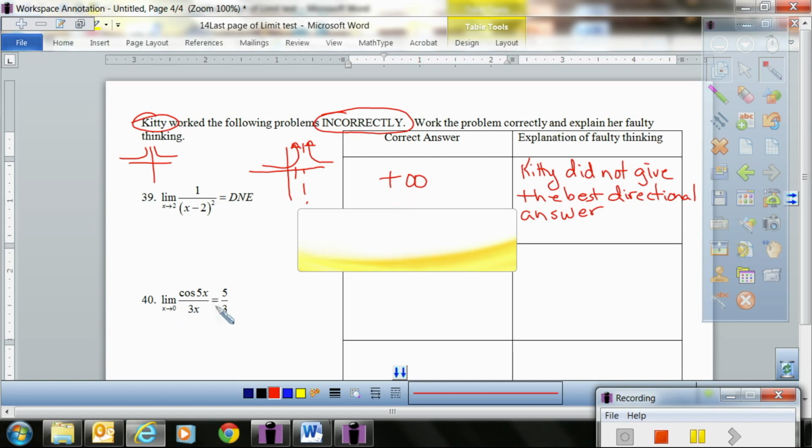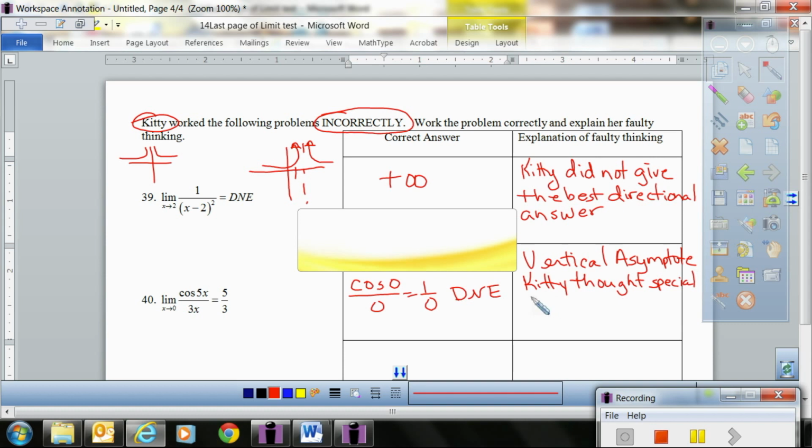So here's number 40, and here's your problem. This is not correct. If you plug 0 in, you get cosine of 0 over 0, which is 1 over 0, which means it does not exist because there's a vertical asymptote there. And Kitty used the sine rule, thought this was a special rule, like sine, or something to this effect.